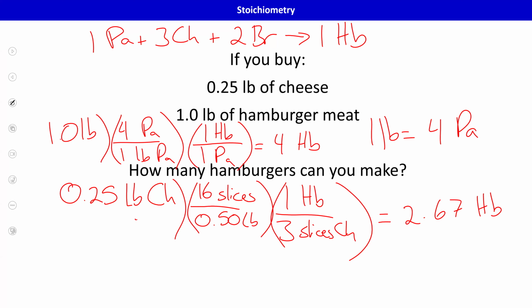In this case, the cheese is what we call the limiting reactant. Limiting reactant is just a fancy way of saying what you run out of first, because what you run out of limits how much product you can make. You can't keep making hamburgers after you run out of cheese, at least if you're following our recipe.